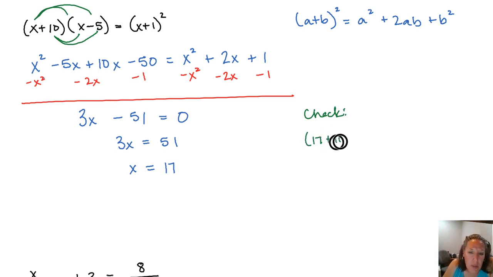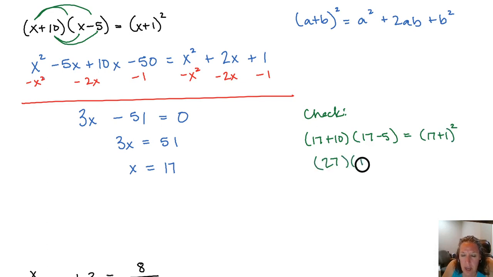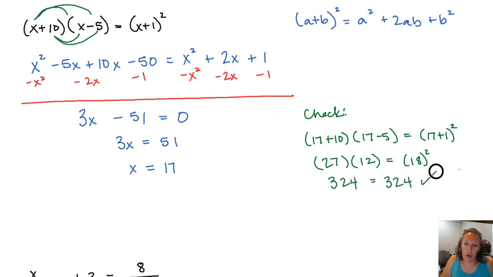So we have 17 plus 10 times 17 minus 5 equals 17 plus 1 quantity squared. 17 plus 10 is 27. 17 minus 5 is 12. And 17 plus 1 is 18 squared. And 27 times 12 is 324. And 18 squared is also 324. That works out, so our solution is x equals 17.